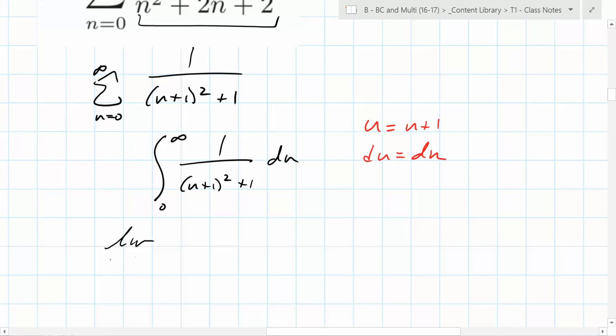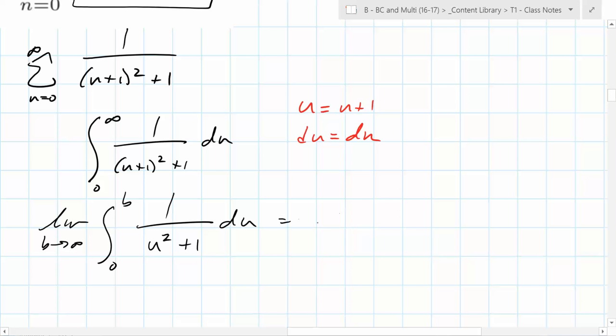Yeah, you have the limit as b goes to infinity from 0 to b of 1 over u squared plus 1 du. So what is that equal to? Limit as b goes to infinity of tangent inverse of... Oh, by the way, it's b plus 1, and it goes not from 0, it goes from 1. That could be hugely important. Tan inverse of u from 1 to b plus 1.